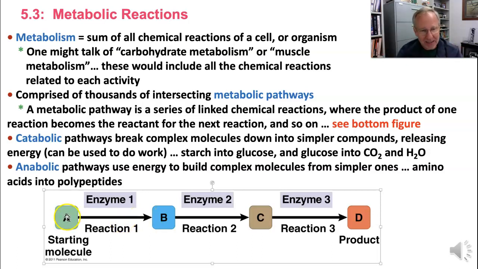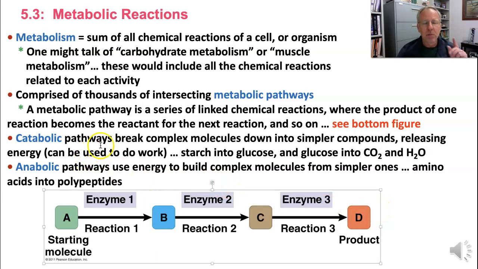So anyway, A turns into B, then B is a reactant that turns into a product called C. But then that chemical product, C, now serves as a reactant to turn into D. So you have this whole chain of chemical reactions, A to B, B to C, C to D. That is a metabolic pathway. And our metabolism is made up of a complex network of all these metabolic pathways for forming or breaking down sugars, forming or breaking down proteins, all kinds of stuff.